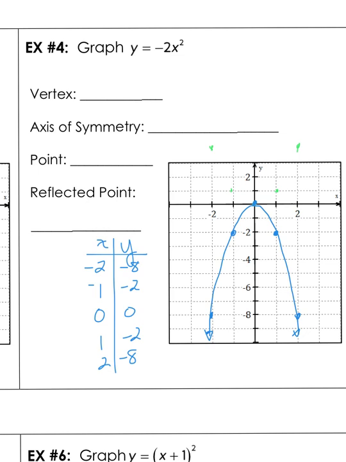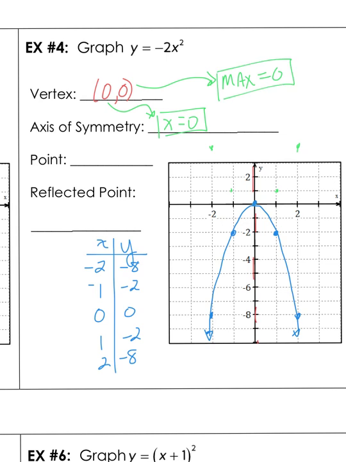All right, so our vertex is at (0, 0). And then this is my axis of symmetry. I could also get that from here, x equals 0. Because it opens down, I have a maximum, and that y value of the vertex is 0. So the maximum y value is 0. I'm going to choose a point, (1, -2). The point that's across the y-axis from it, same distance away, would be (-1, -2).